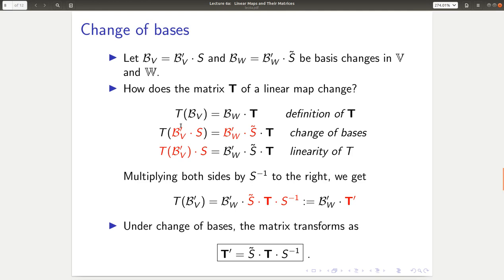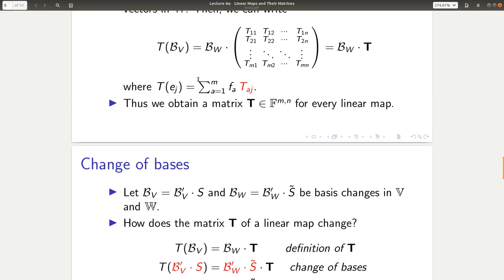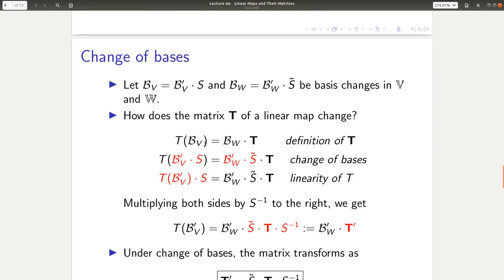So we recall this formula here, T of BV equals BW times boldface T. That's our starting point. This is the definition of this matrix, boldface T. But now we go ahead and plug this in here. So BV is just this statement, the prime basis BV prime times S. This is again matrix multiplication. And similarly, BW is BW prime times S tilde. So this equation is just putting in the change of basis. Now comes the next step, which is kind of obvious. T only acts on vectors. S is a bunch of numbers, but B consists of vectors.